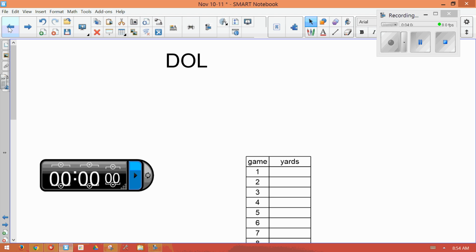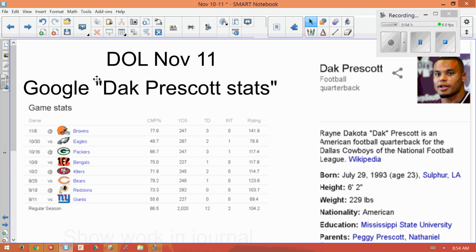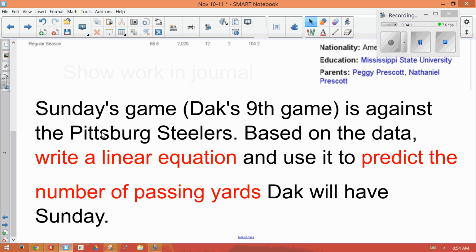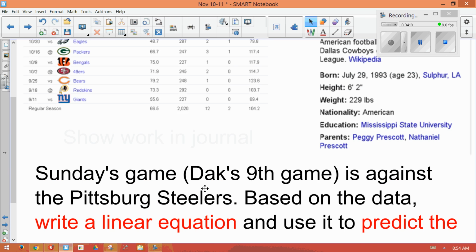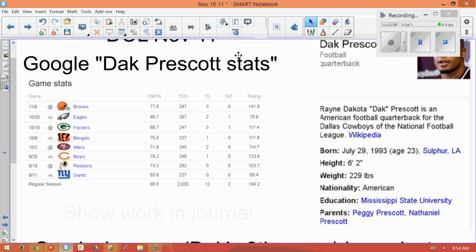All right, so here's the DOL once again. Write a linear equation and use it to predict the number of passing yards Dak will have on Sunday. Okay. All right. Good luck.